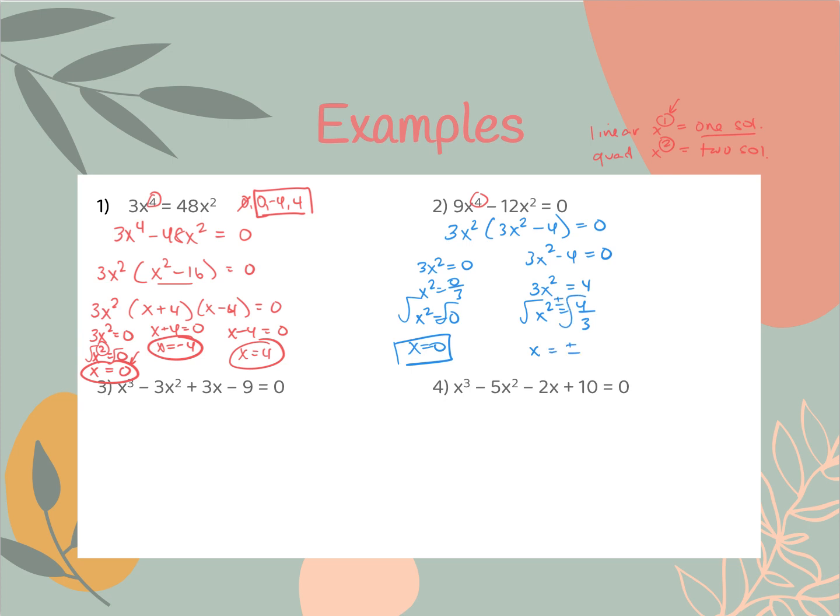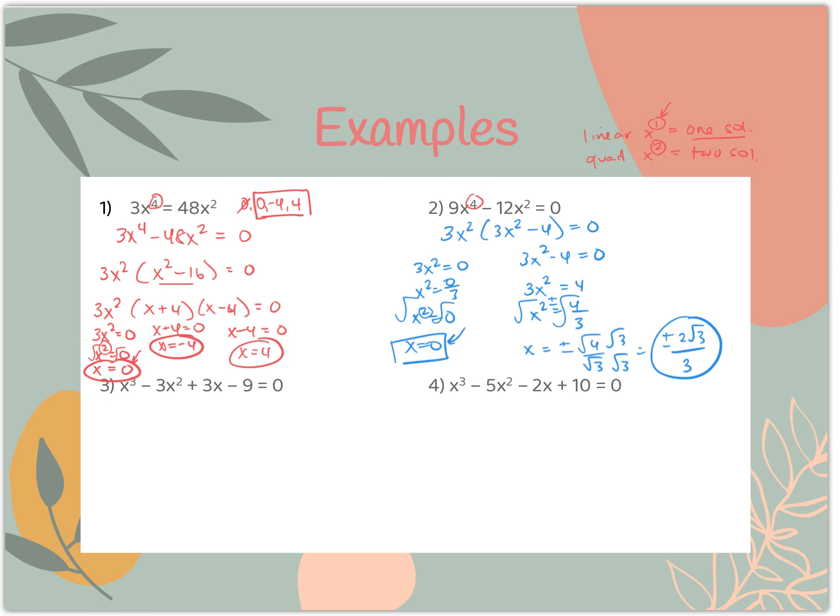x equals the positive and negative square root of 4 over square root of 3, which again, I'd have to rationalize, right? So plus minus 2 radical 3 over 3. And so here's 2 more solutions. And so I have 3 solutions, but again, because this is an x squared, that one was repeated. And so these become my final answers.